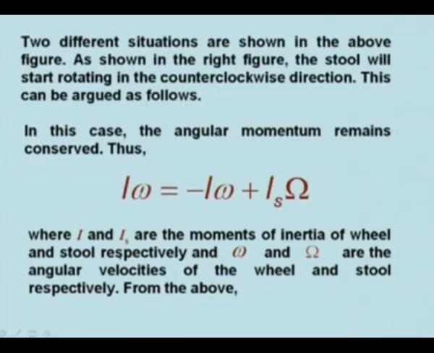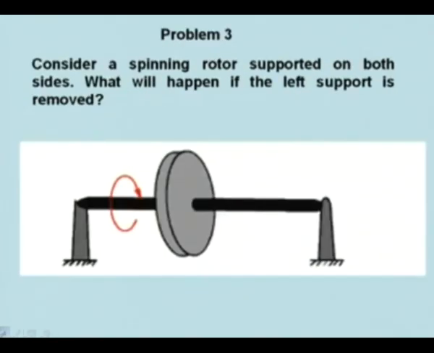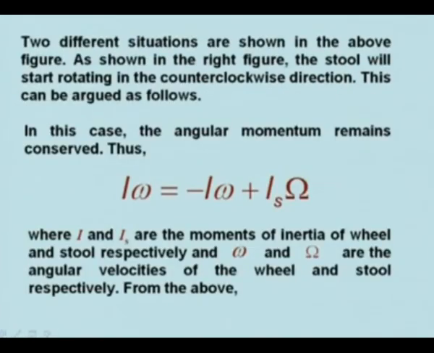In this case, the angular momentum remains conserved, thus I omega is equal to minus I omega plus Is big omega, where I and Is are the moments of inertia of the wheel and stool respectively, and omega and big omega are the angular velocities of the wheel and stool respectively. From this, since the axis has changed, you can find out the big omega. So this is how it can be done.